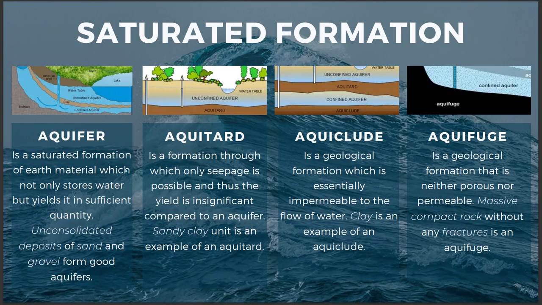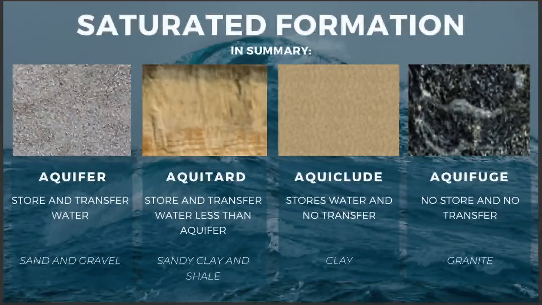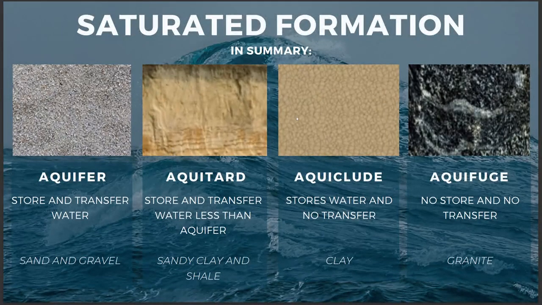So if you're going to think of this as a spectrum, no? So we have here a spectrum of saturated formation from the most abundant water storage to the less facilitating, no, ng water flow. So I hope you understood the difference between those different formations. Yeah, and then these are the different kinds of formations.